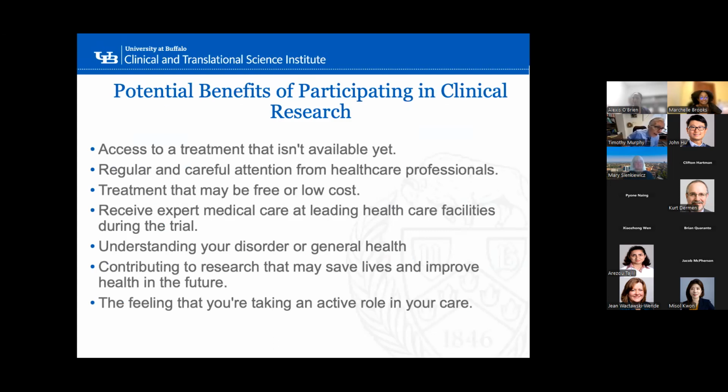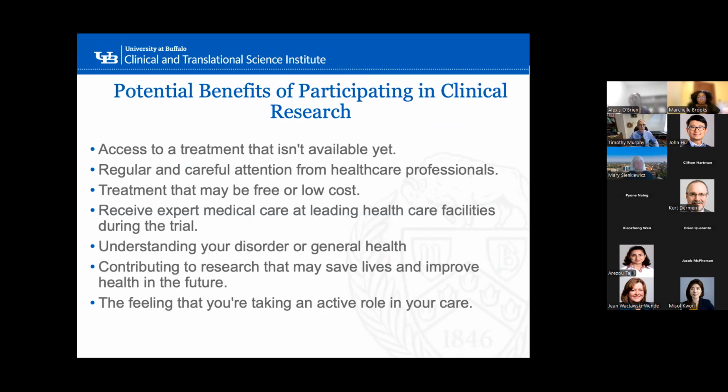So I'm talking about why we, as investigators and as institutions, are trying to get more people into clinical trials and move these innovations along. Well, what are the benefits? Why should people actually want to participate in clinical research? Well, one is access to a treatment that isn't available.